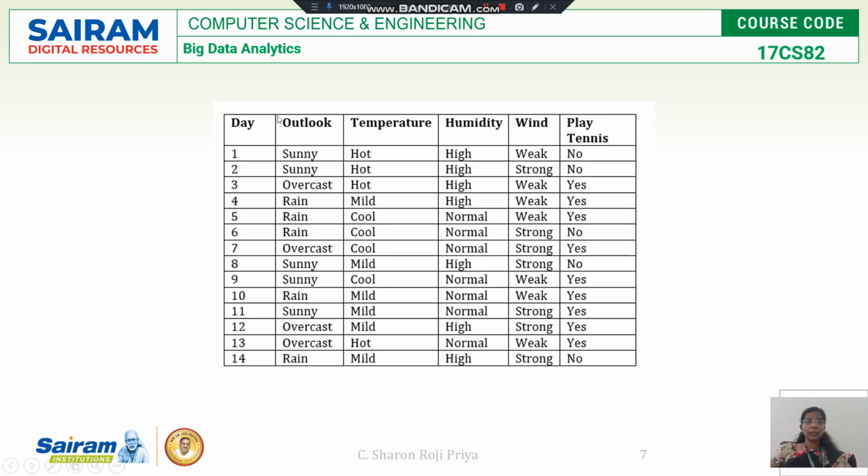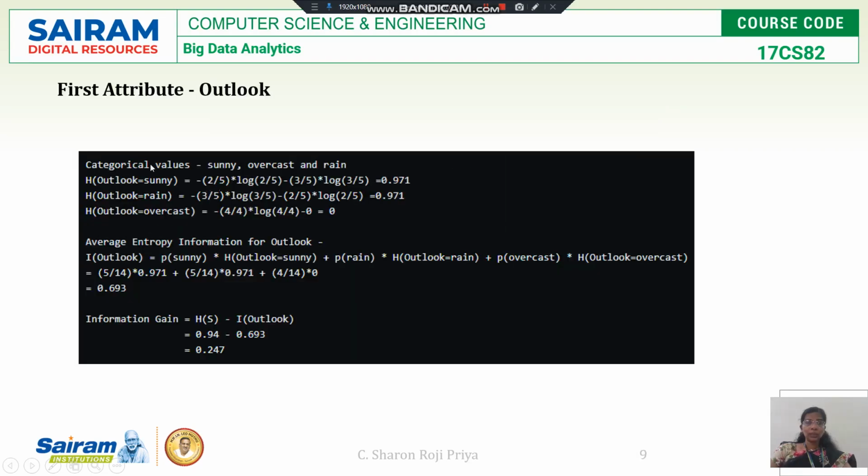Now, in this data set, my first attribute is outlook. Now, I'm going to calculate the entropy for the categorical values of the outlook attribute, right? So here you check this outlook attribute, how many categorical values are there? Sunny, overcast, rain. Only 3 categorical values are there: sunny, overcast, and rain.